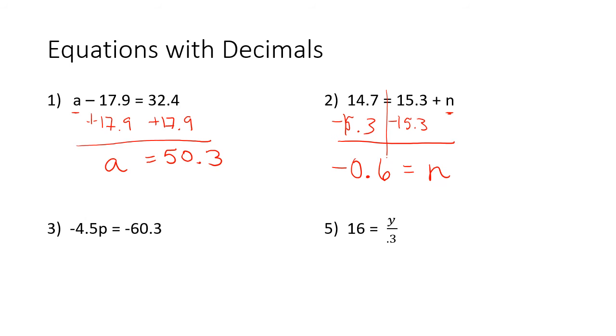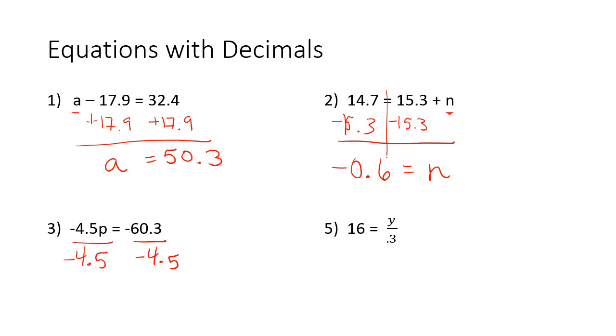Number 3, negative 4.5p equals negative 60.3. Negative 4.5 is touching the p. Anytime you have a number touched up against a parenthesis, a letter, anything, it is multiplication. So to undo multiplication, the inverse operation is to divide by negative 4.5. We are going to divide both sides by negative 4.5.